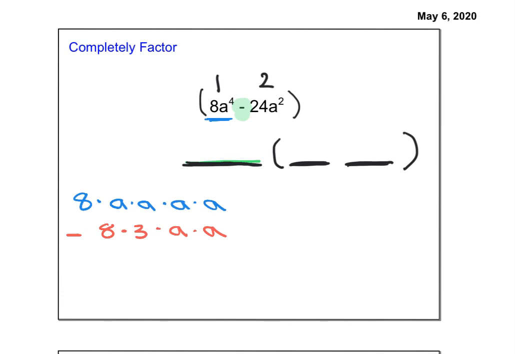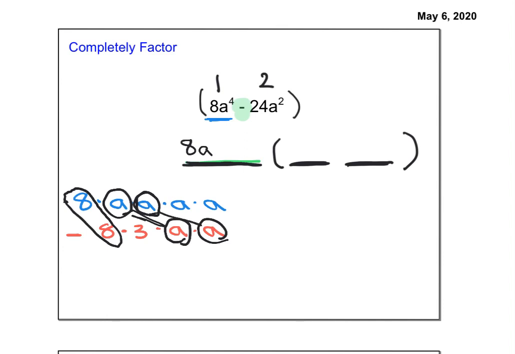Now what I'm looking for is what I can divide out of both terms. In order to divide it out from both terms, I need to have it in both terms. So I notice both terms have an 8, so I was able to divide out an 8 from both terms. What else? I notice the first and the second term, the blue and the red, both have an a. So these two match up and I pull out one a. And then I notice there's another set. I've got another blue and another red that can be matched up, so I can take out a second a.